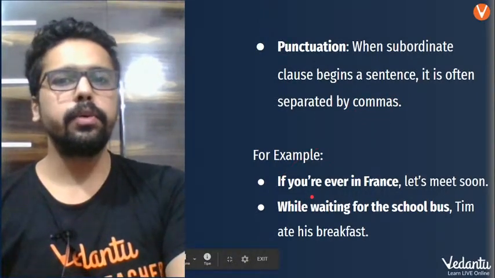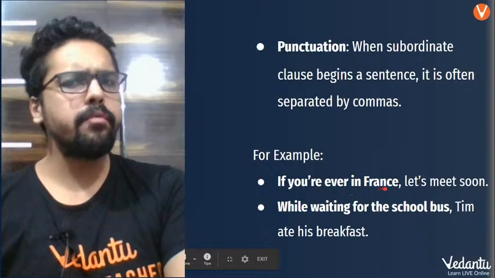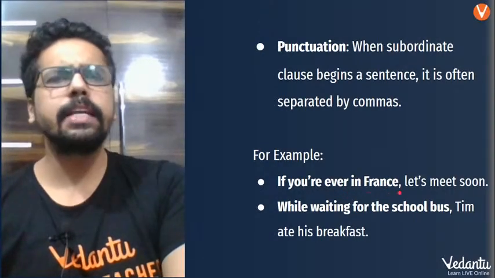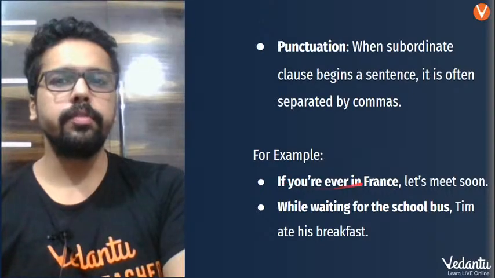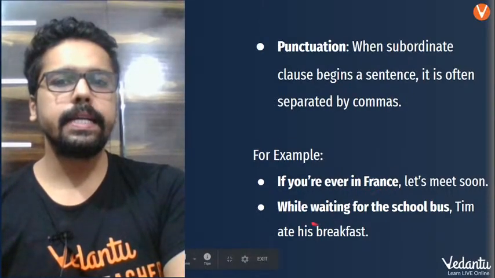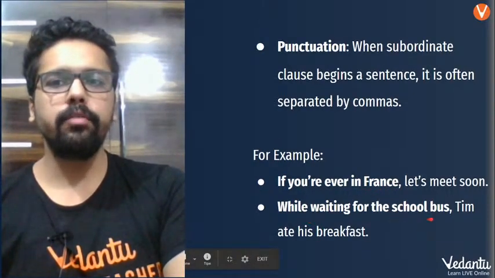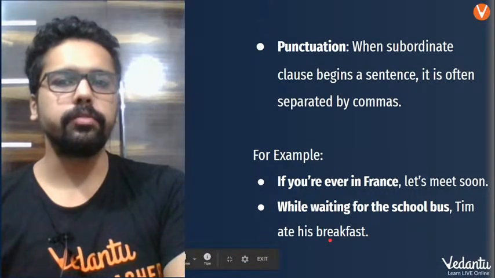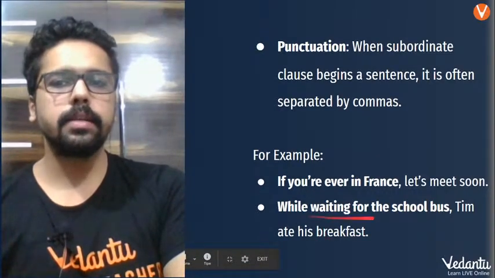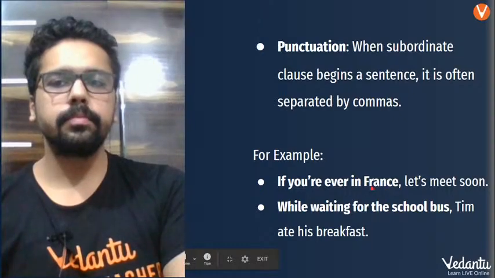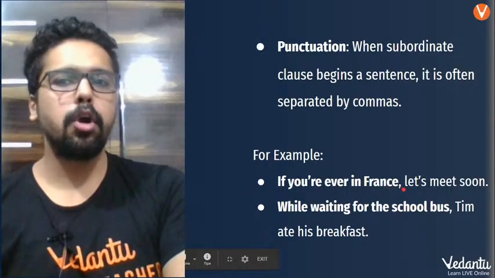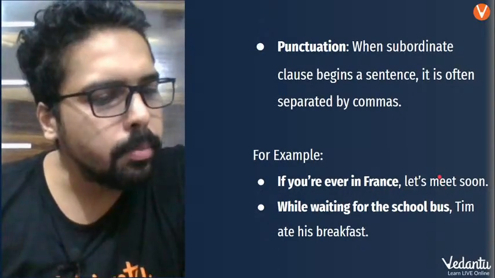Look at this here. If you are ever in France, let's meet soon. From if to France, this is a subordinate clause. Look at the second one: While waiting for the school bus, Tim ate his breakfast. From while to bus, that's a subordinate clause. And you have a comma after that. It's followed by a comma and then the main clause. That's how the punctuation is used.